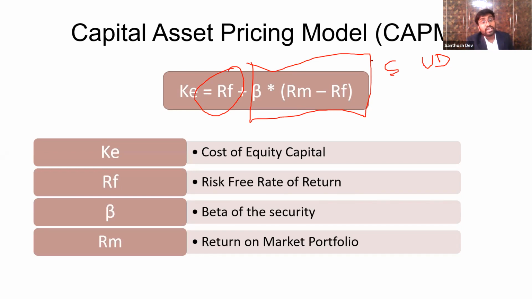Why should I take the longer period? Why should I take the government bills? Should I take Indian government bills? Should I take US government bills? And should I add for the country risk premium? So all these things are there. But currently, the short answer is I take the 10-year bond yield rates of India.